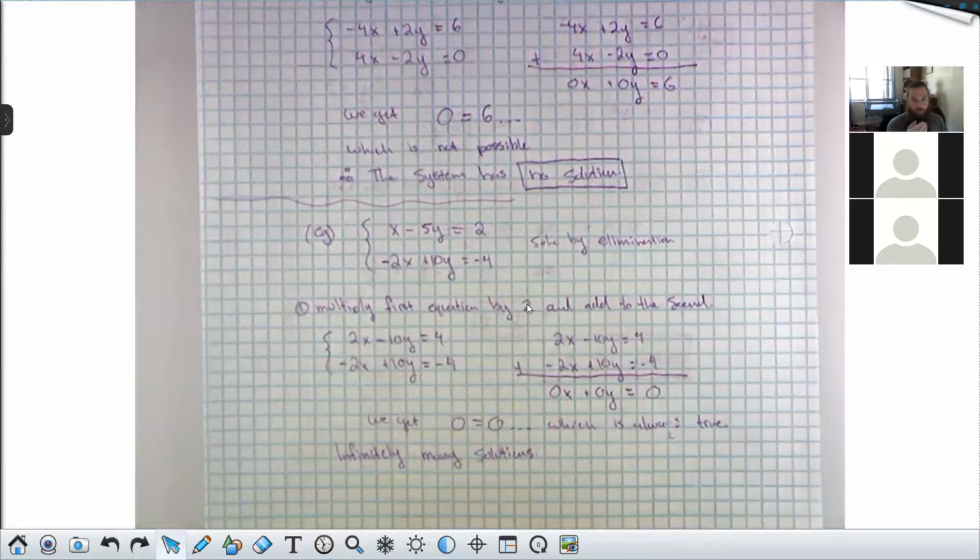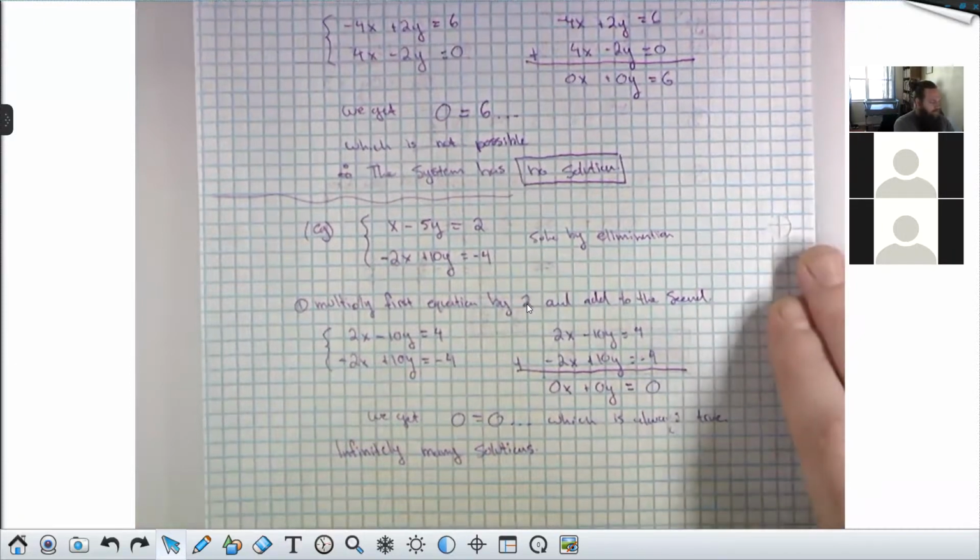In other words, these are the same line. And every point on that line, they're really just one line, is a solution. The nice way to write all of these solutions is to solve one of the equations for x or for y. Let's solve the first equation for y.